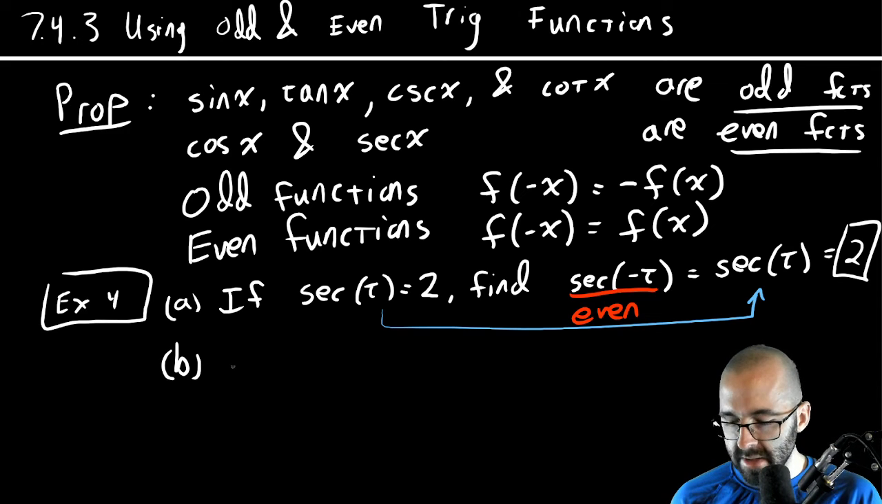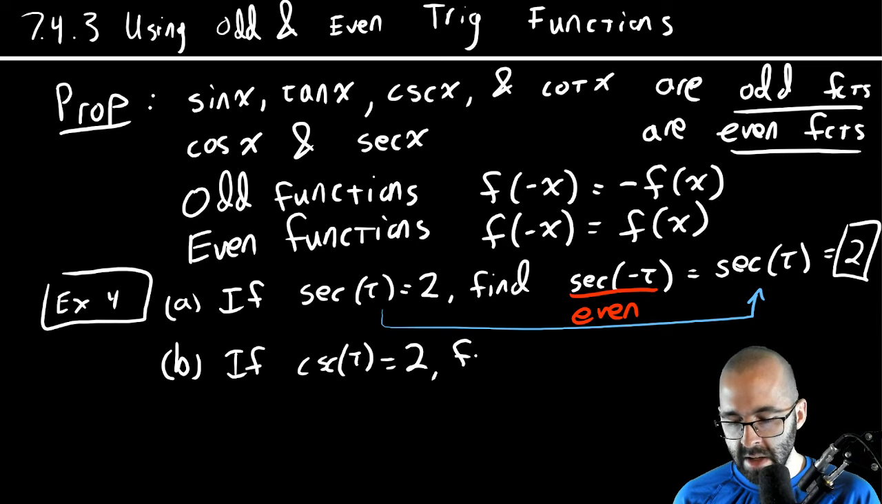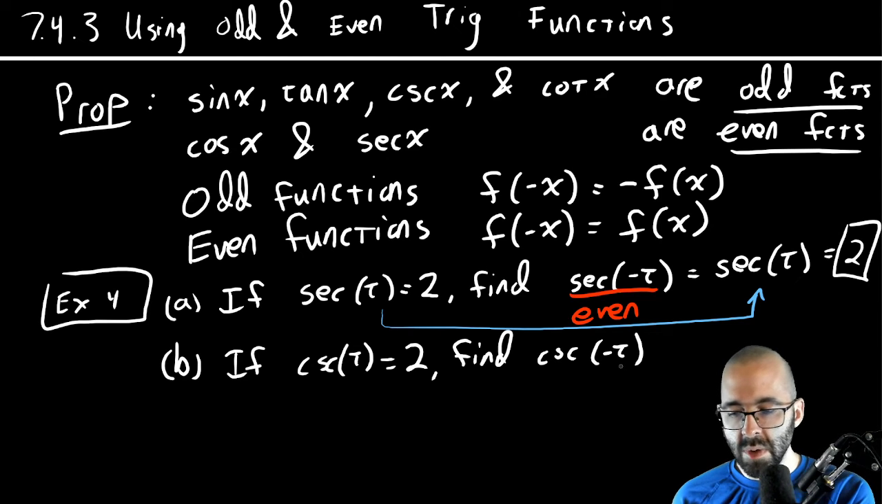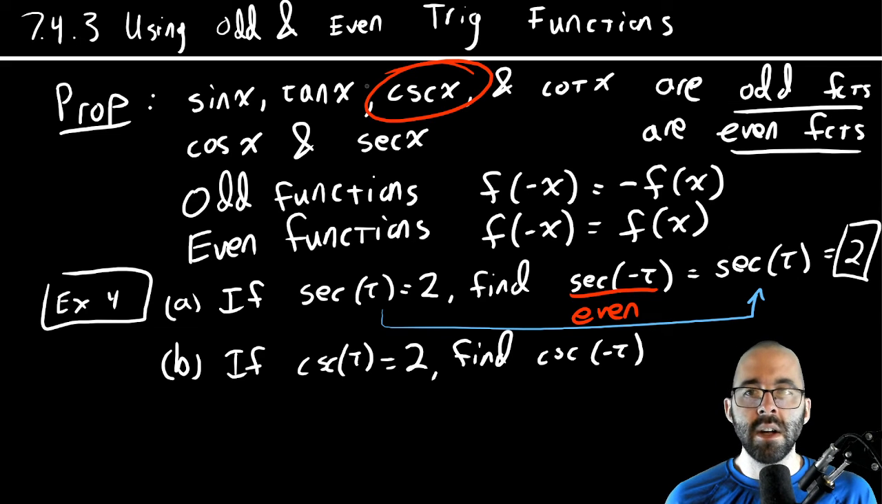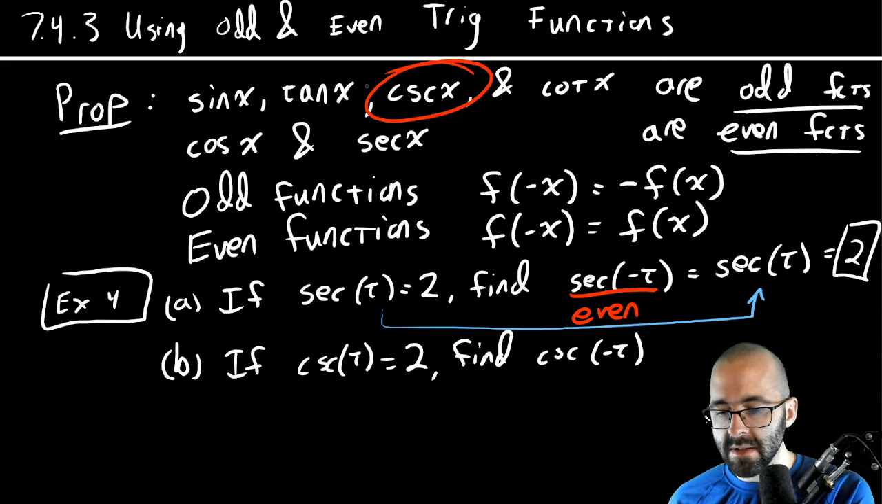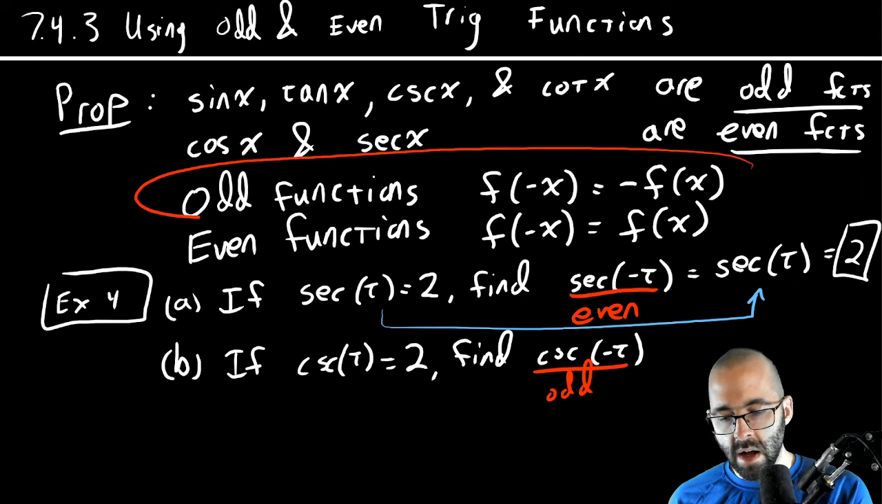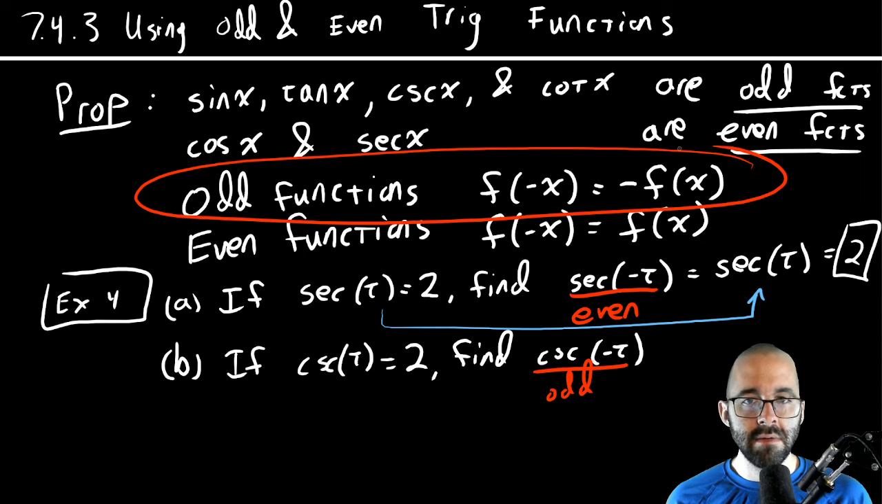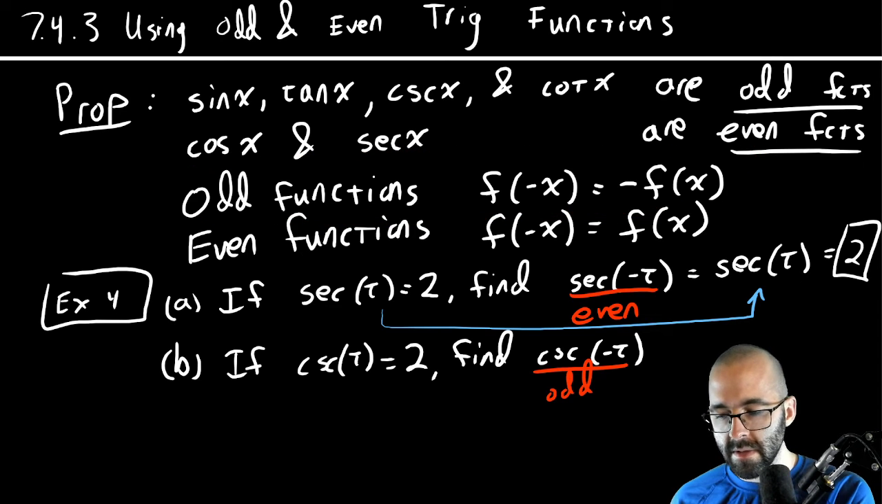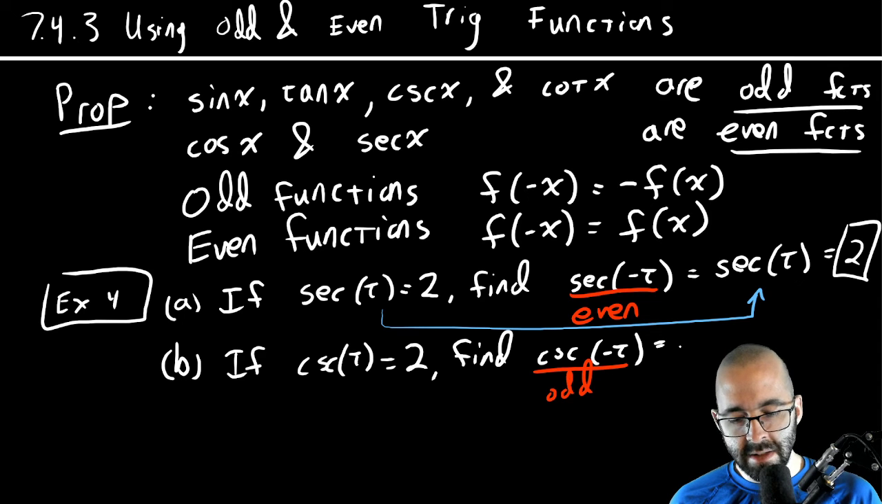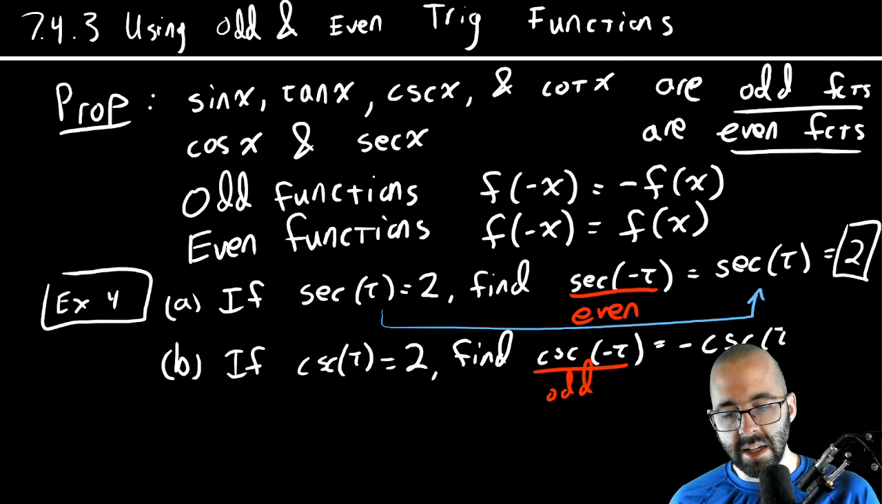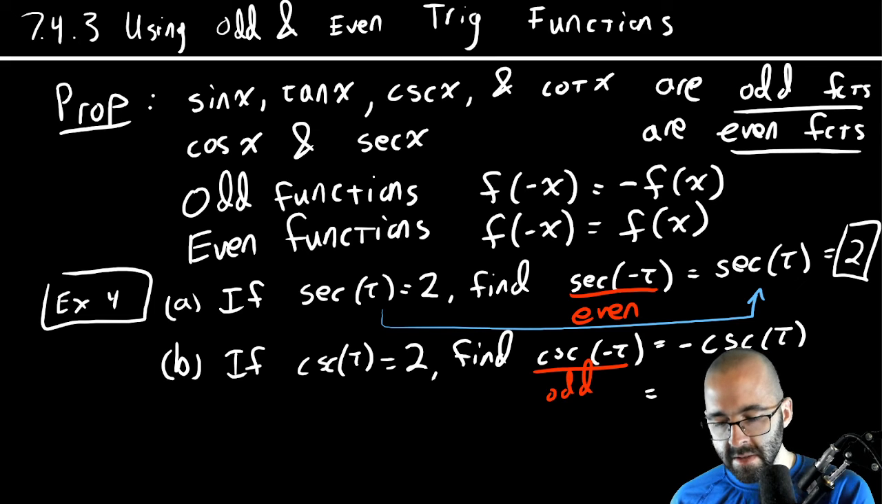In part B, it says if the cosecant of t equals positive 2, find the cosecant of negative t. We're just going to do the same thing. Cosecant up here, the property says cosecant's odd. So what does odd mean? Odd means a negative on the inside is the same as a negative on the outside. So we have this, negative on the inside becomes negative cosecant of t. And again, cosecant of t is 2, so this becomes negative 2.